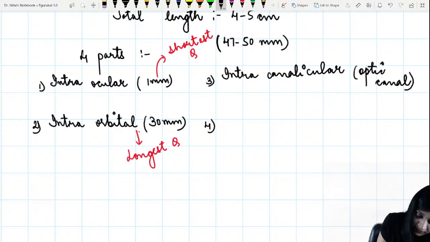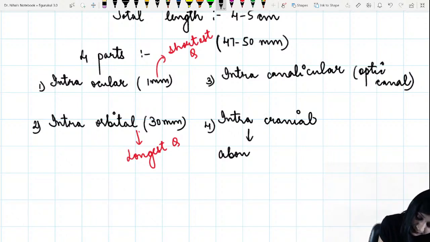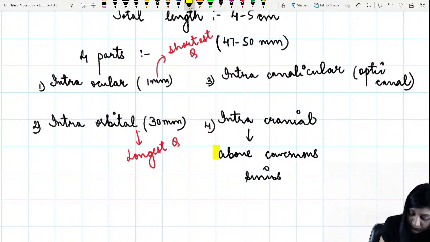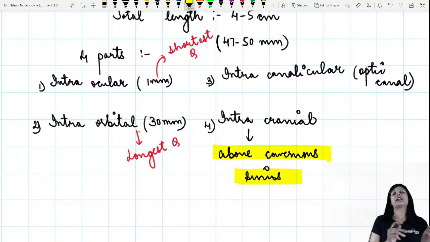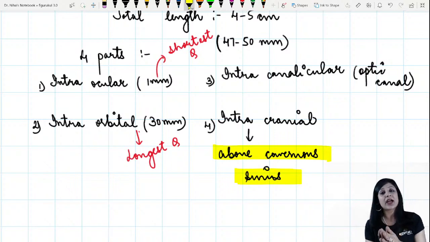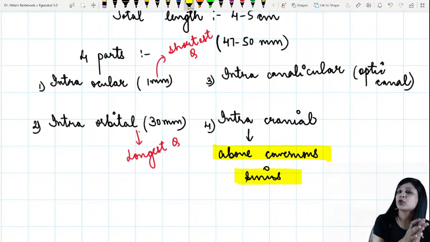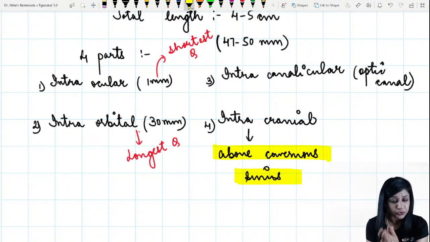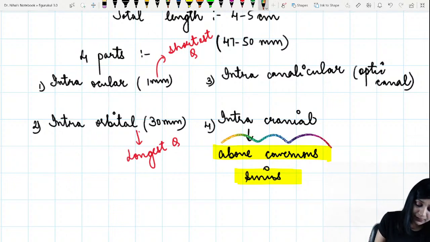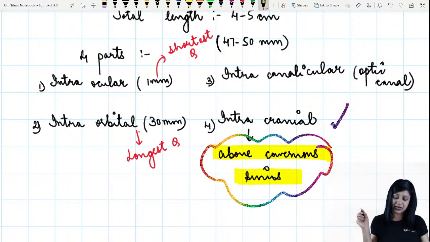And then we have the intracranial part. This intracranial part is passing above the cavernous sinus. Above the cavernous sinus. Now this is very, very important because it is passing above the cavernous sinus. That is why it is not being affected in the cavernous sinus thrombosis or carotico-cavernous fistula or the superior orbital fissure syndrome, because it is passing above the cavernous sinus, right?